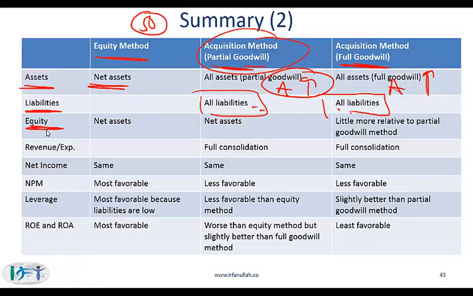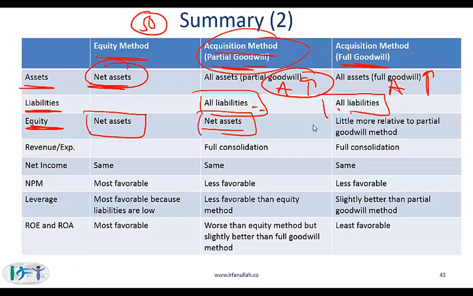What about equity? Equity goes up again by net assets. So net assets is equity. So the increase in equity is equal to the net assets coming over. And the same effectively happens in the acquisition method. In the acquisition method, you are bringing over all the assets, all the liabilities. So the change in equity is again equal to net assets.